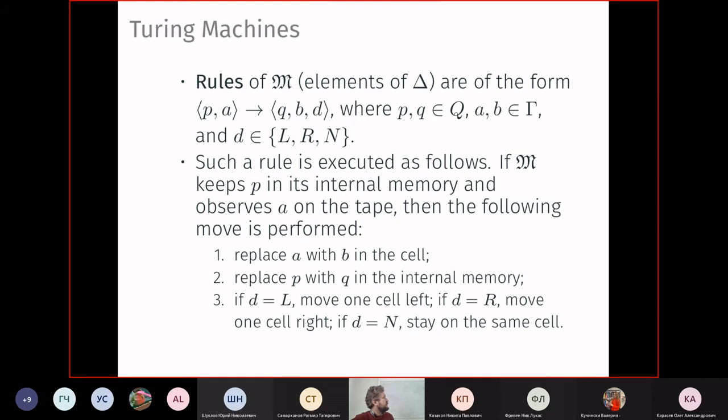So the rules work like that. You check whether you are in state P and observe A on the tape. And if it is true, then you perform the following transformation. You replace your internal state with Q, you replace the letter on the tape with B, and you perform a move. The move could be empty, N, no move, which means that you stay at the same point. Or you can go one cell right or one cell left, depending on the rule.